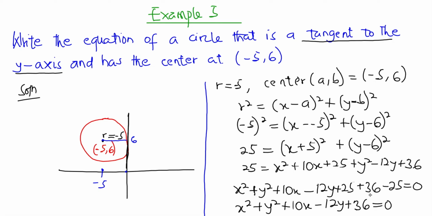So this becomes the equation of a circle that is tangent to the y-axis and has a center of -5, 6. Now this ends today's video, and we end our lessons here.